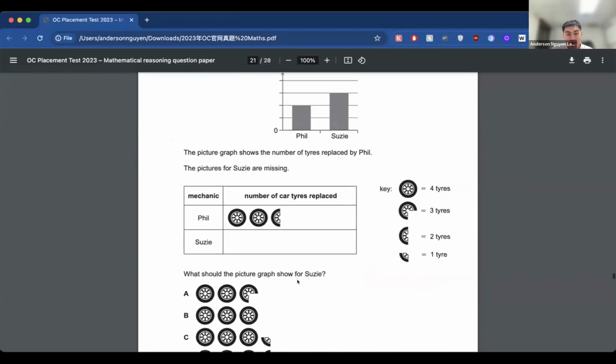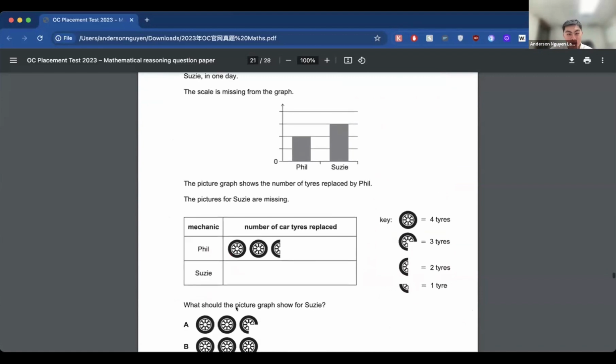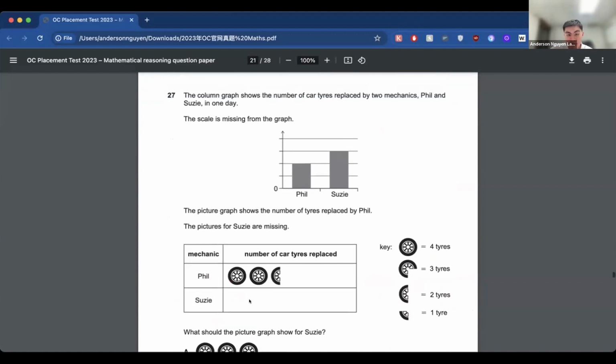All right, on to 27. For question 27, guys, it's saying, what should the picture graph show for Susie? So that's our goal, to see how many tires we need for Susie's. And they also show us the amounts of Phil's versus Susie's in a column graph. Now, although they don't give you numbers, what you need to see is their relationship. How much of Phil do I need to reach Susie? Now, we see that there is an extra little bar that you need to reach the top. And that bar is actually worth half of Phil's.